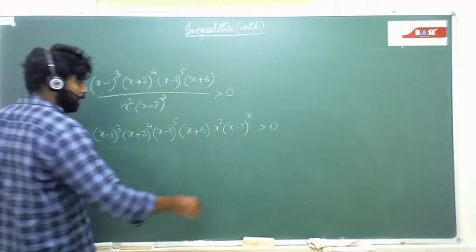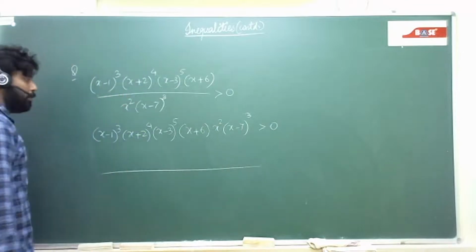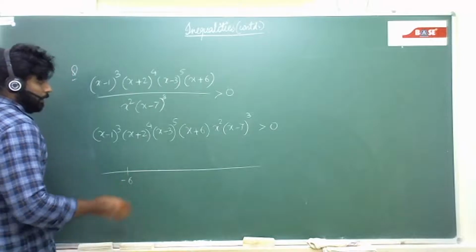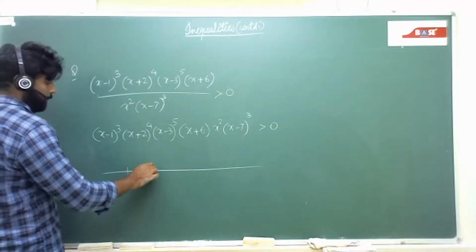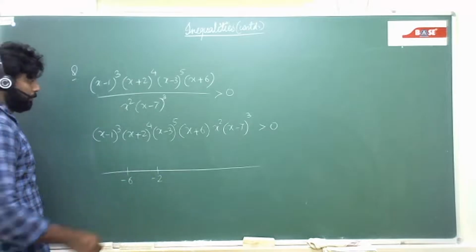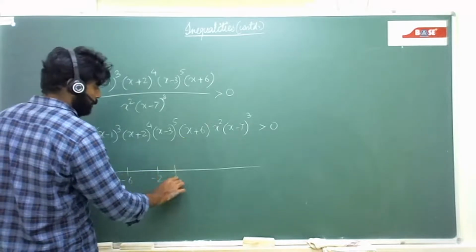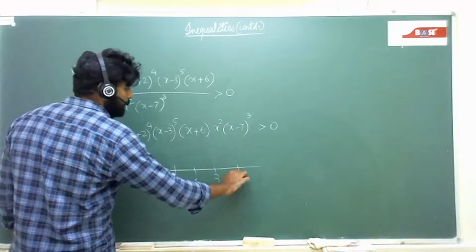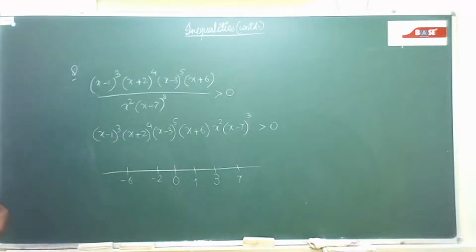Now if we take the number line and mark out the roots or the zeros, so first thing that we can see, we have minus 6, next is minus 2, then we have 0, 1, then 3, and then 7. This is what we have. Now we'll draw the wavy curve.